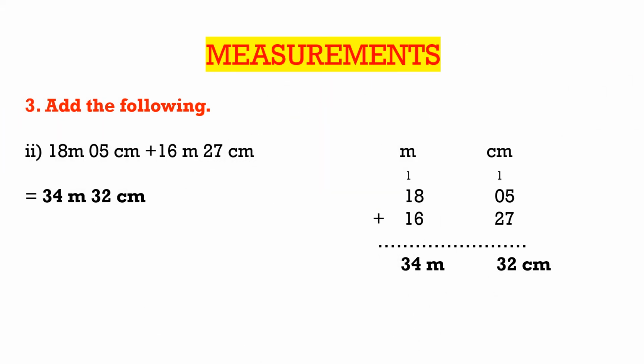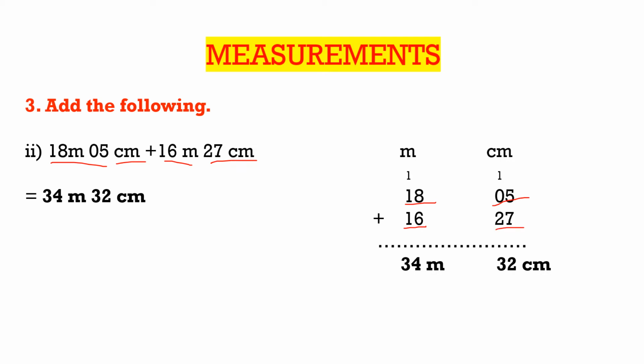Now the second bit given is 18 meter 05 centimeter plus 16 meter 27 centimeter. We have to write down the meters and centimeters separately. First write down 18 meters and 16 meters in the meter column. Then move to 5 centimeters and 27 centimeters, and write them down in the centimeter column.